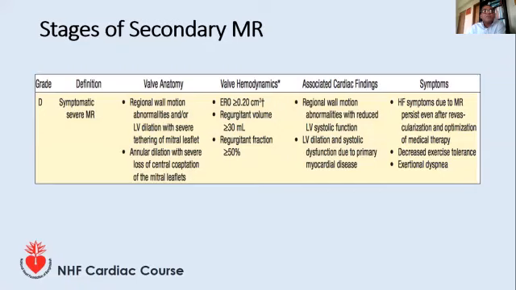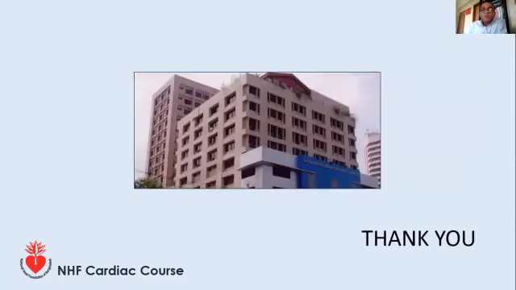And the symptomatic severe MR, ERO is more than 2 cm, regurgitant volume is more than 30 ml, and regurgitant fraction more than 50%. There are regional wall motion abnormalities with reduced LV systolic function, LV dilatation, and systolic dysfunction due to primary myocardial diseases. Though it will be discussed in the echo, so I should stop here. So thank you all.